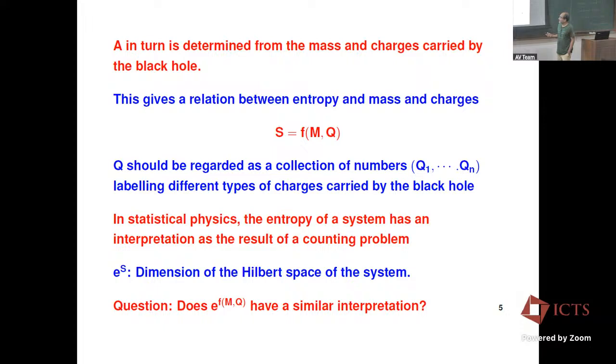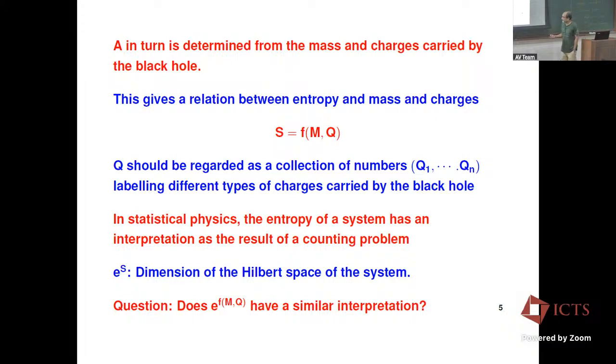Now, the area in turn is determined from the mass and charges that the black hole carries. As I said, these are the integration constants that you use for getting the solution. And so this gives a relation between the entropy and the mass and the charge. Because area you can compute in terms of the entropy, you have a formula in terms of the area, but that in turn is determined in terms of the mass and the charges. And I should also say here that Q should really be regarded as a collection of several numbers, and this depends on what particular kind of theory you are considering. And these label different types of charges that the black hole can carry.